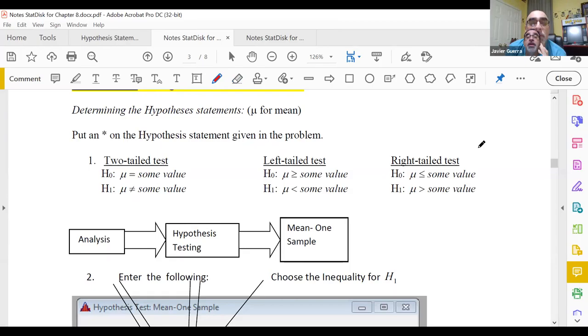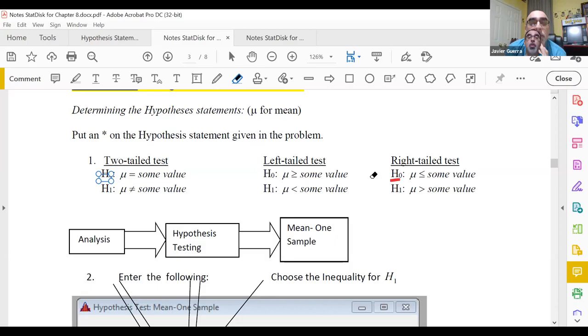Now, if you look at all three sets, just look at all of the H0 statements. What do they all have in common? Other than the mu, look at the inequalities. All the H0s, what do they have in common with the inequalities? Equal, bam! They all have some sort of equality to them. So you know that if your inequality symbol has some equality in it, it belongs to the H0 statement.